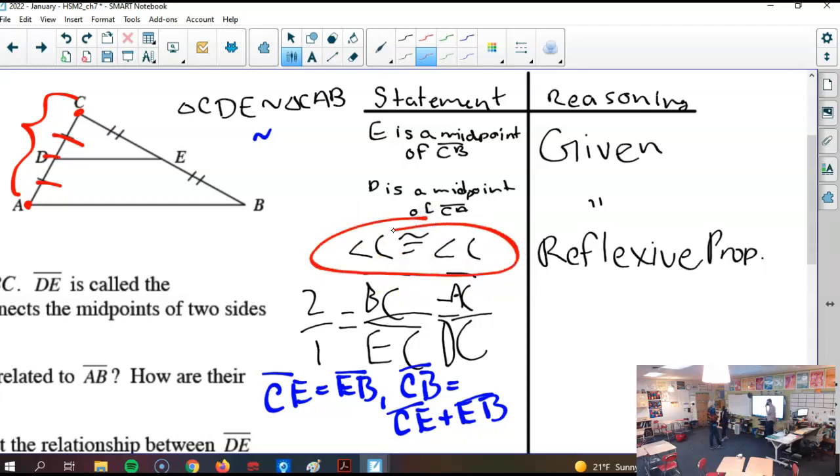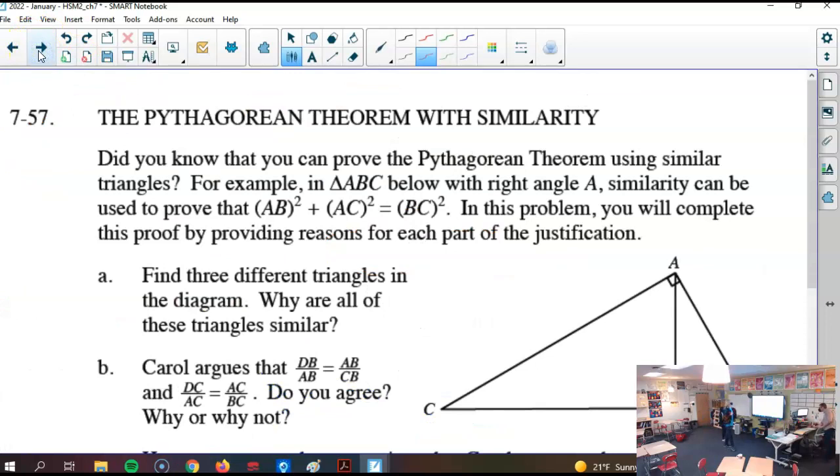The triangles are congruent to each other. No, similar. Sorry, the triangles are similar to each other with a scale factor of 2, and then corresponding parts of similar triangles are similar.